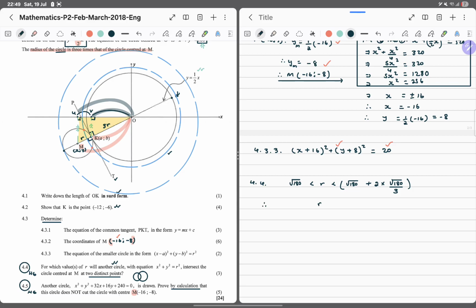So we can say, therefore, our r must be less than, well, let's see, is it necessary for me to change anything? Let's see, square root of 180 plus 2 into the square root of 180 divided by 3. What do I get? It's 10 root 5. So I'm getting 10 root 5. So this is 6 root 5. Okay, that's it.